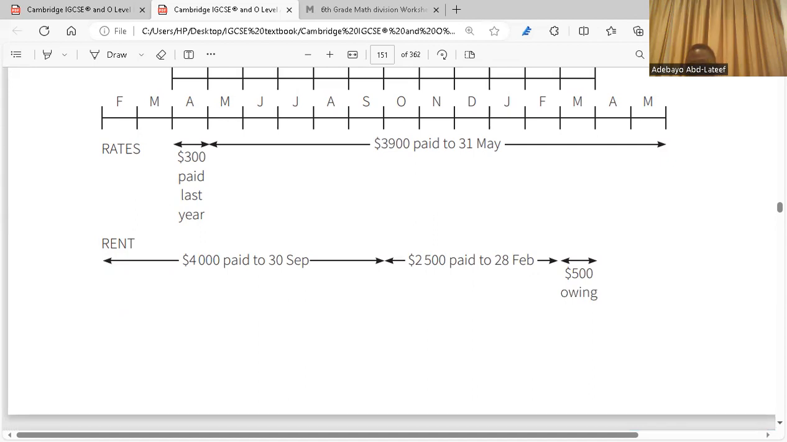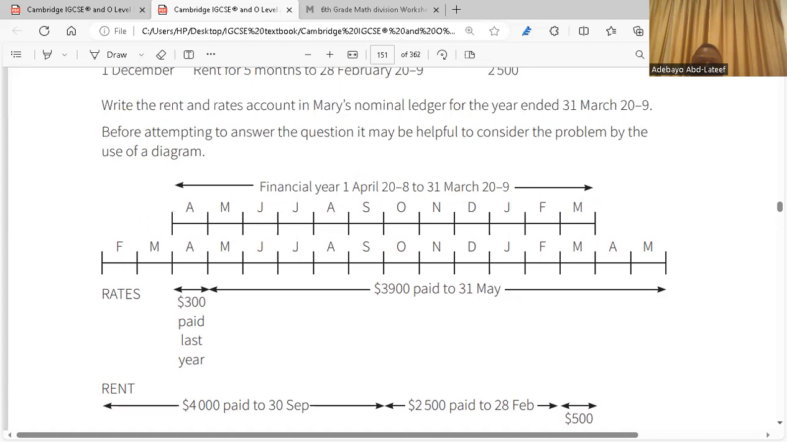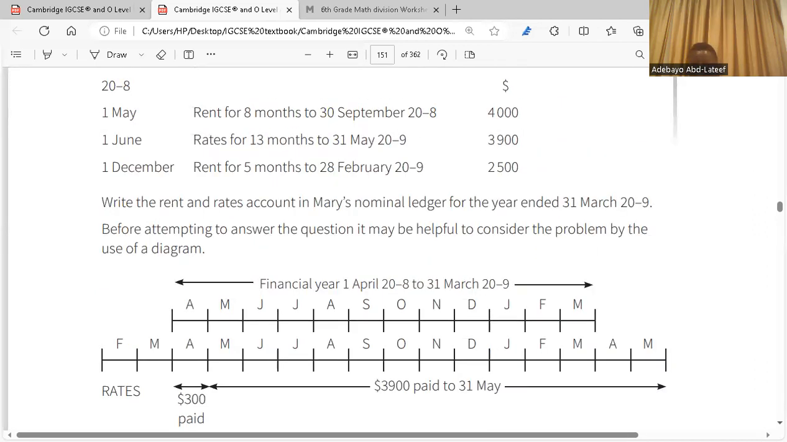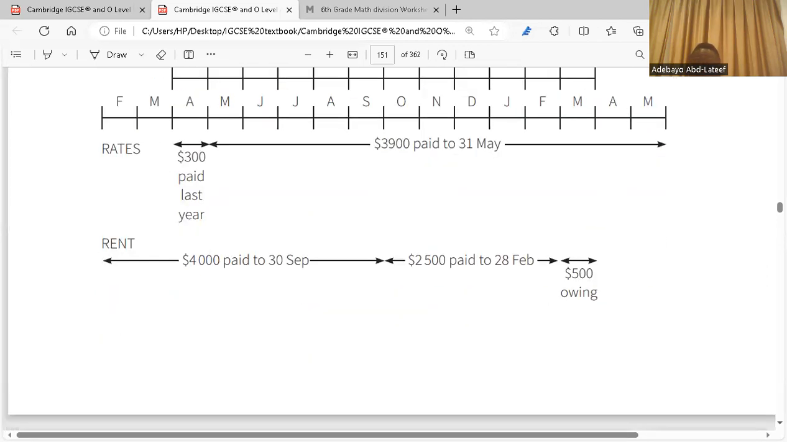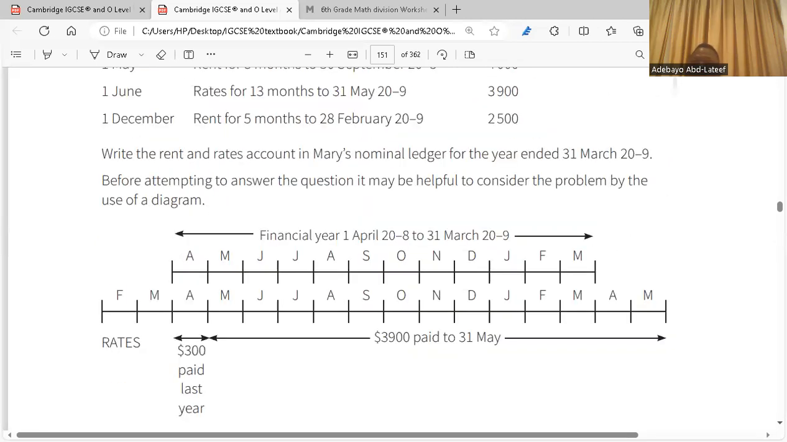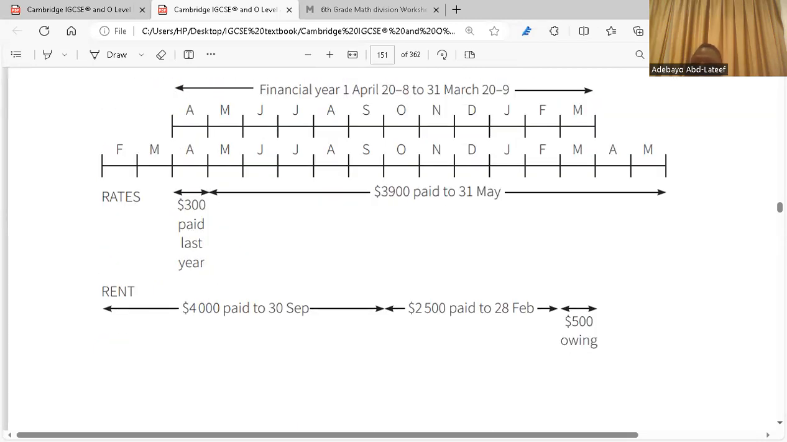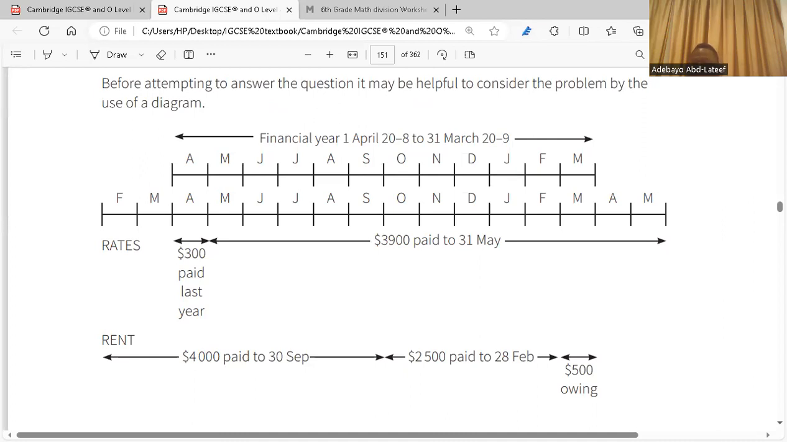Then for rent, that rate is done. For rent, she paid 4,000 for 8 months. That will be until September. And another payment was made from 1st of December, rent for 5 months, which is 2,500. That has to end in April. Do you get it? So for 4 months, because the last month goes to the next financial year, 2,000 will be recorded for this year. 500 goes to next year. I think it's clear.